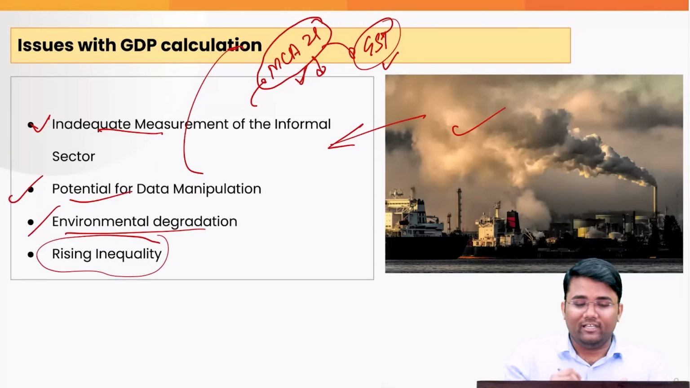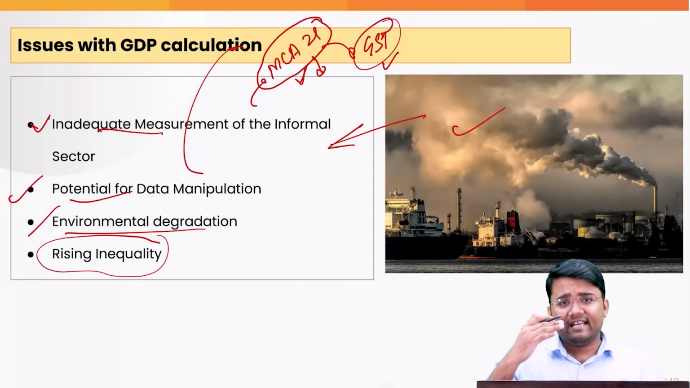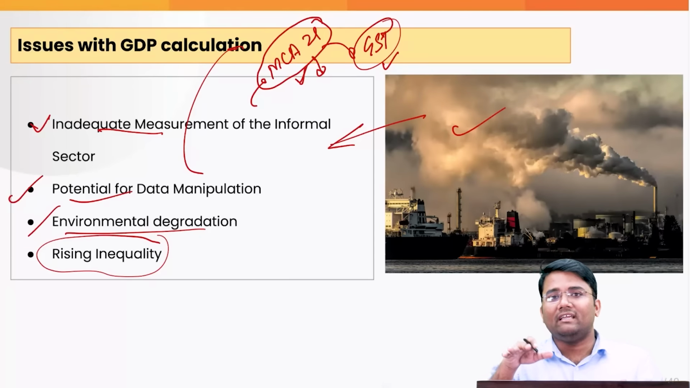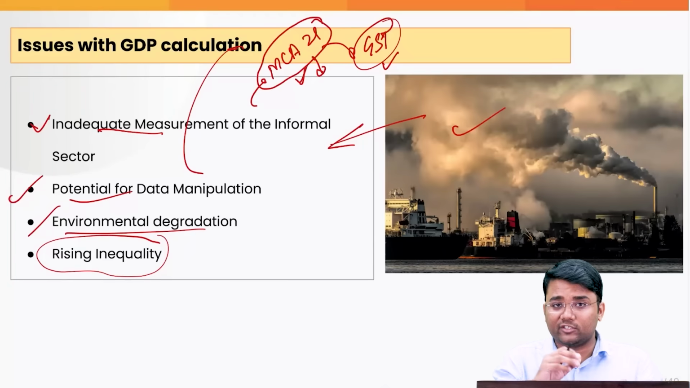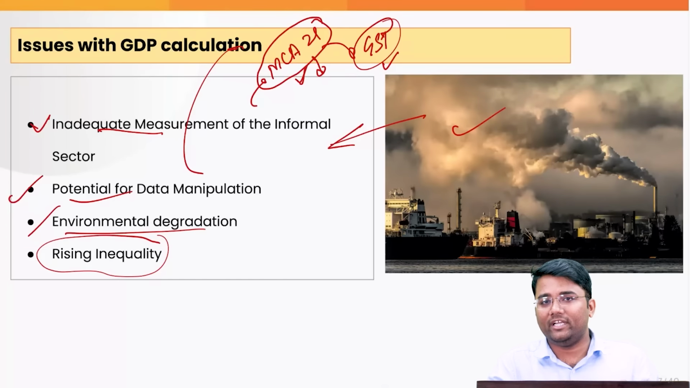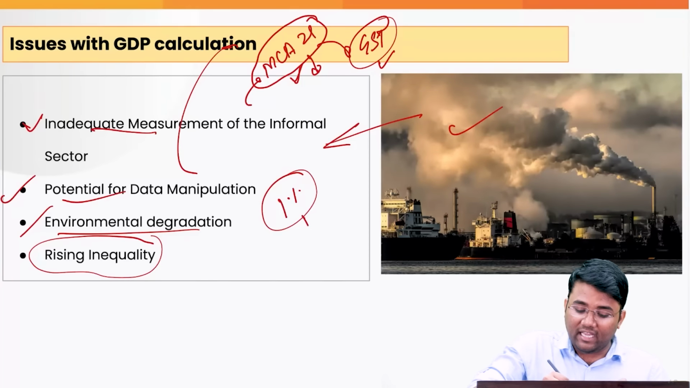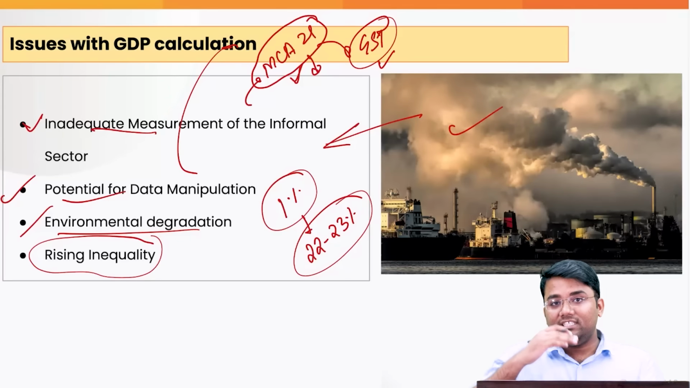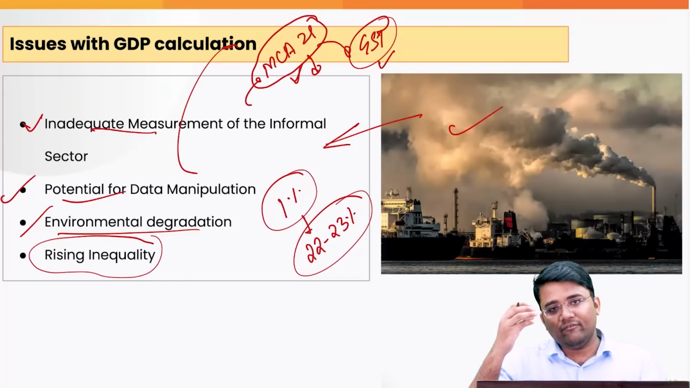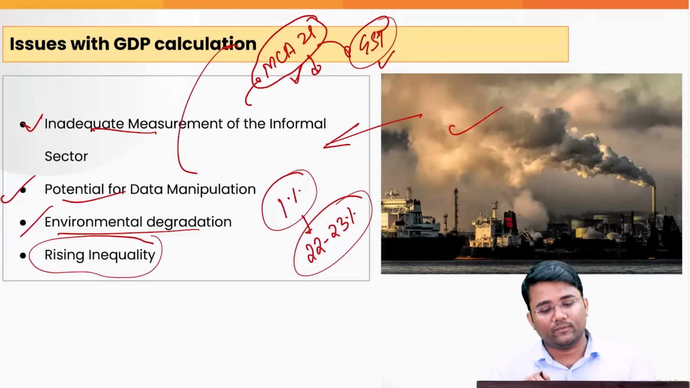Also the rising inequality. GDP is increasing, the number is increasing, but the benefits of GDP are not being distributed among everyone. Rather, inequality is also increasing manifold. For example, that has also been highlighted by the Oxfam report and the World Inequality Report 2022, which says that 1% of the Indian population has at least 22 to 23% of the wealth. Okay, it means GDP growth is happening, but this growth is not equitable. Everyone is not getting the benefit of this growth.